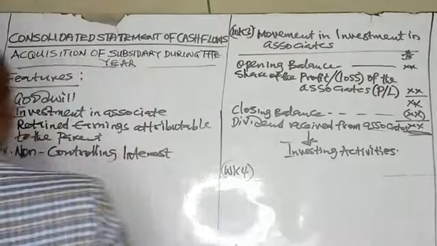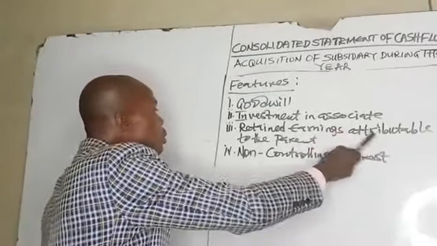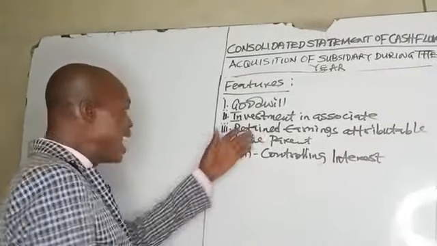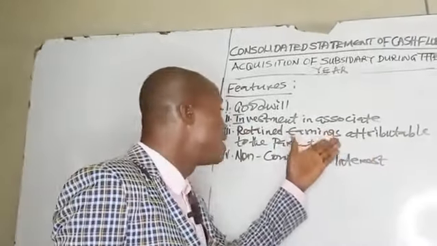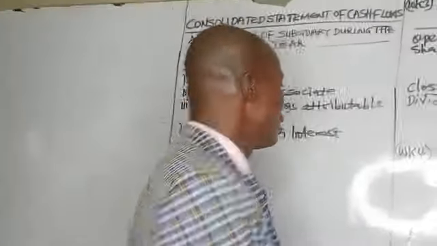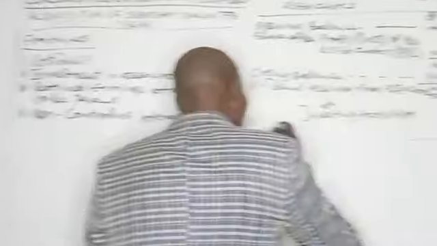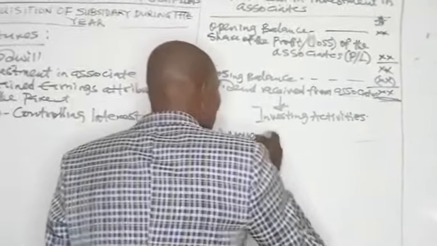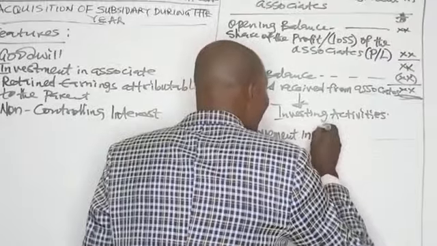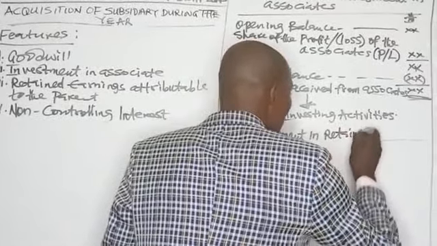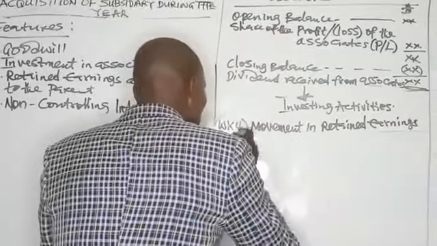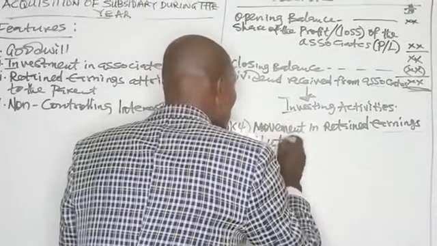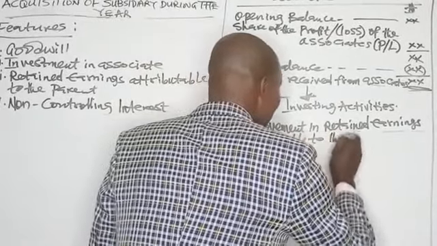Then working number 4. Then we have retained earnings attributable to the parent. The retained earnings attributable to the parent will be used to calculate the dividend paid to the owners of the parent company. Movement in retained earnings attributable to the parent.